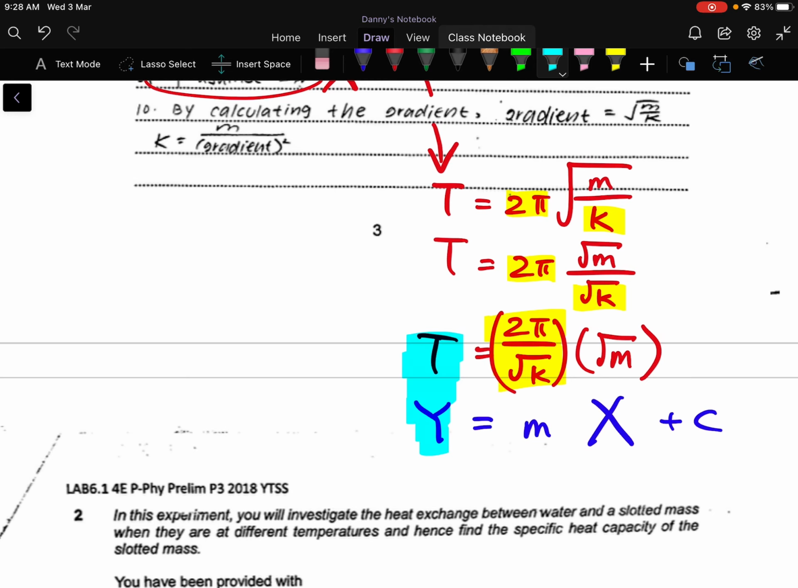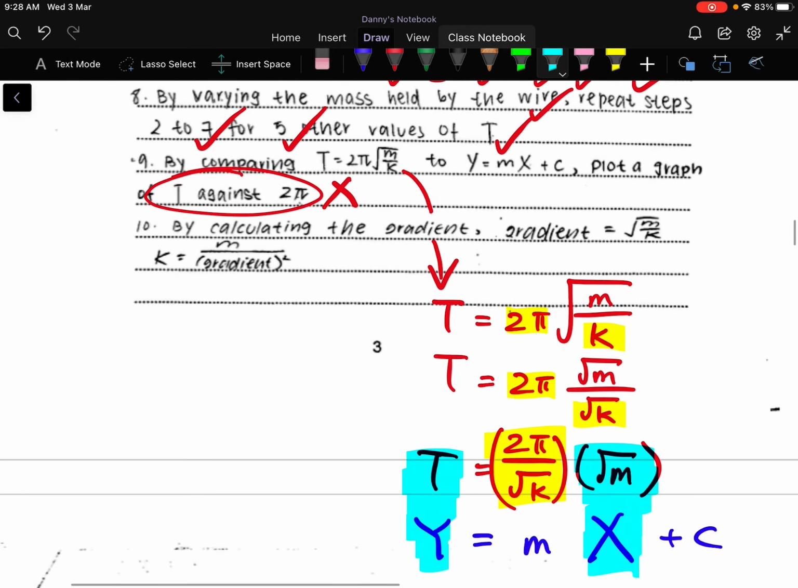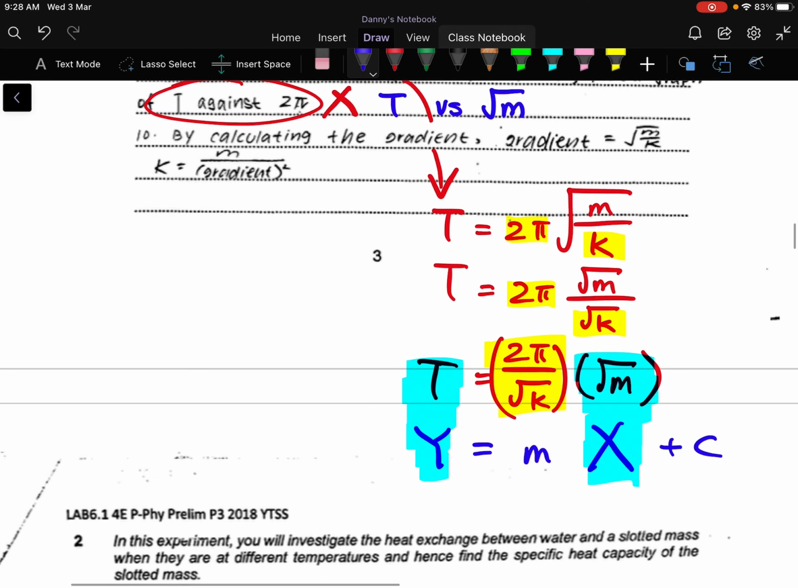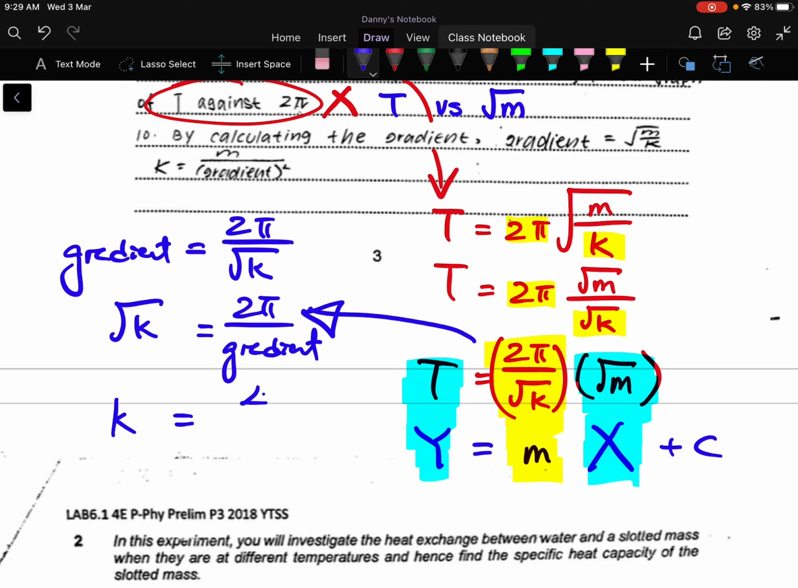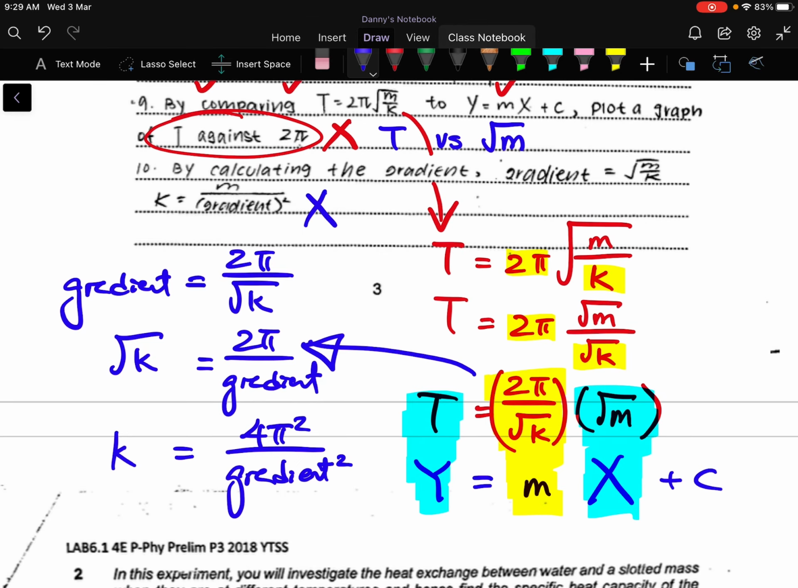So this will be your y-axis. This will be your x-axis. So therefore, she should plot down here T versus square root m. Okay? And how to find the k? So down here, you will see that this part corresponds to the gradient. So from here, you can see that your gradient is equal to 2 pi over square root k, meaning that your square root k is 2 pi over gradient. So therefore, your k is 4 pi square over gradient square. Okay? So unfortunately, this part, she got it wrong.